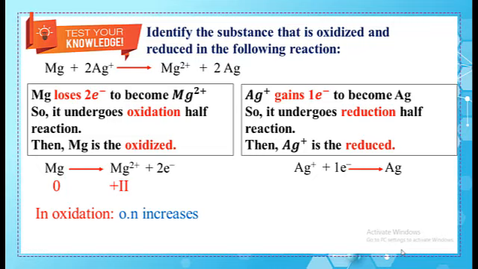Whereas for Ag+, because it's a monoatomic ion, its oxidation number is equal to the charge of this ion, which is +1. And the oxidation number of Ag, because it's a free element, is equal to 0. So the oxidation number was +1, then it decreases to become 0. So in a reduction half reaction, the oxidation number decreases.